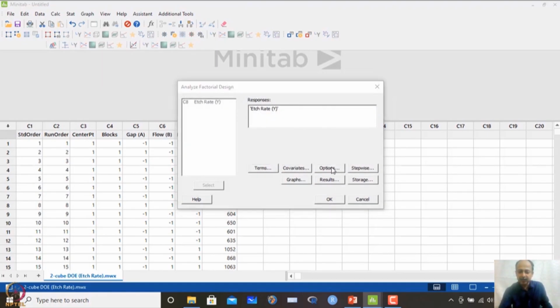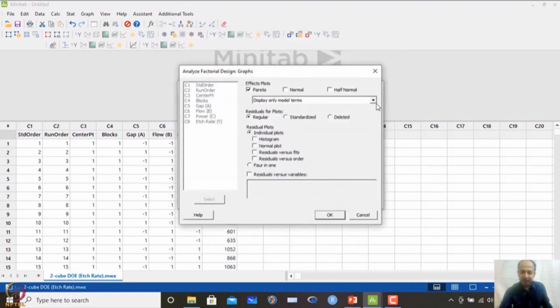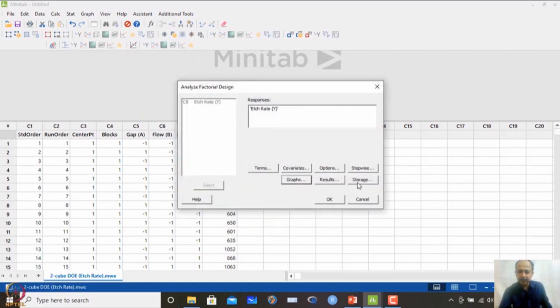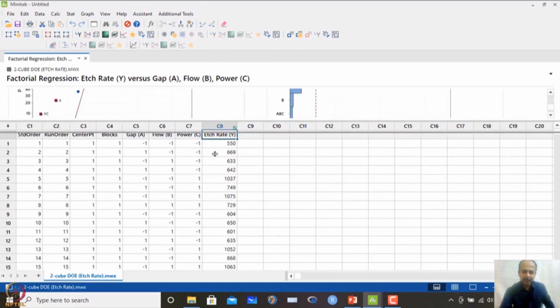No covariates options over here, we don't have to change, because we are not transforming. Stepwise, we are not using stepwise regression over here. Graphically, what we want to see, maybe effect plots, we need a Pareto over here and normal plots over here. Other things we can ignore at this present moment. And then storage, if you want to do a final model later on also, we can store the residuals like that. What we can do is click OK and try to see the effect plots over here, and what happens, let us try to see.